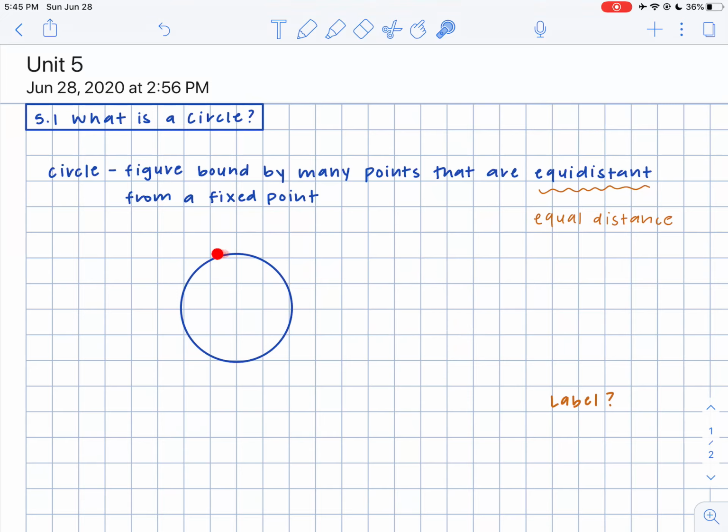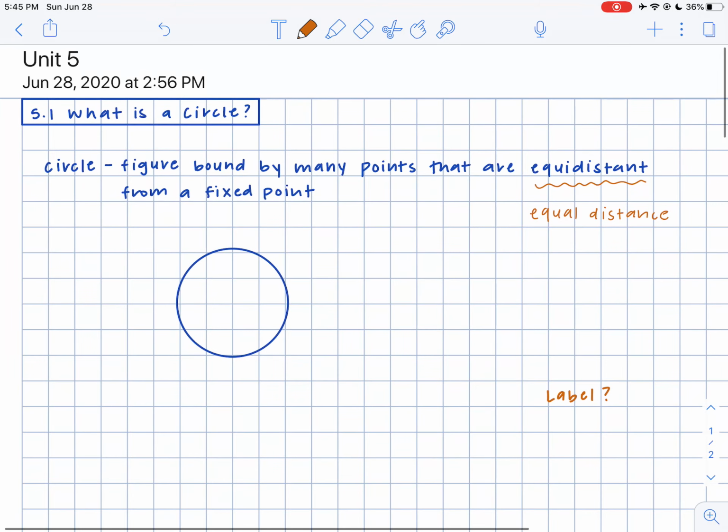But what is it that makes up the circle? Because there aren't any segments here. Well, if you look closely, let's look at the definition again. A figure bound by many points that are equidistant from a fixed point, okay? So let's draw a fixed point. A fixed point would not move because it's fixed. It's fixed in that location. And let's just label this point A, okay?